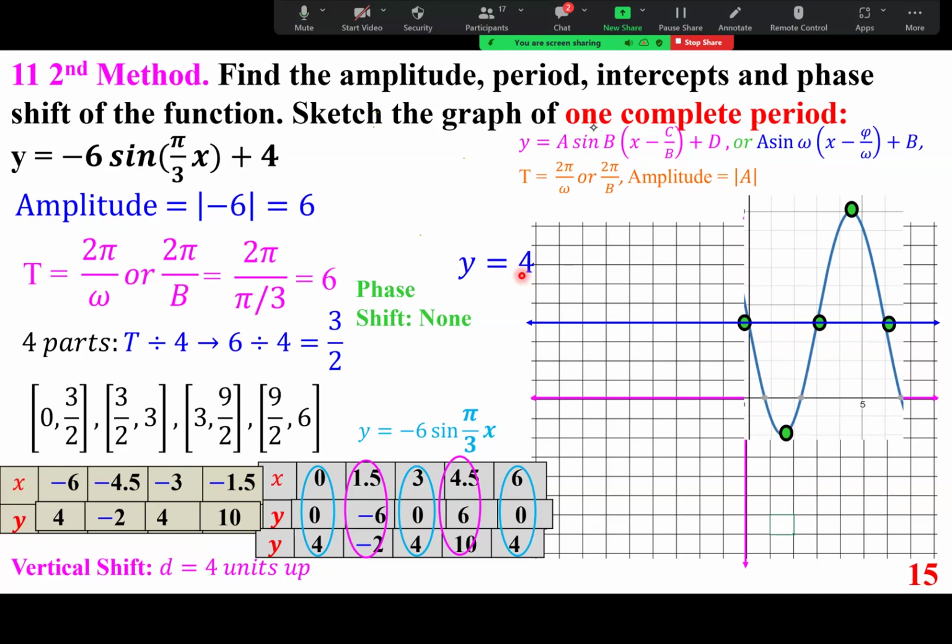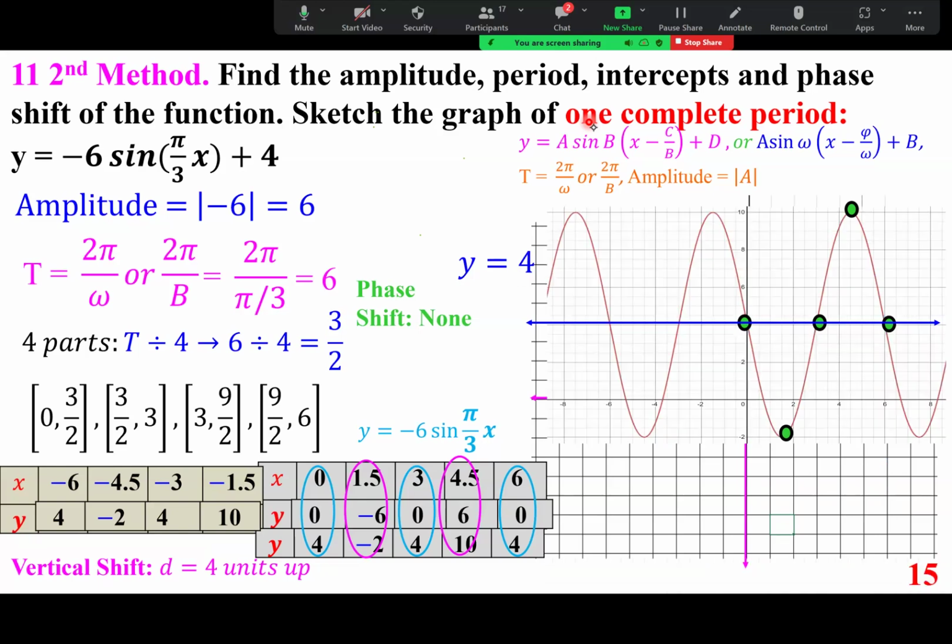If instead of one complete cycle, they said just graph it, they didn't mention one complete cycle, what would you do? You would go indefinitely on both sides. That would be the way to do it. So I wanted to show you that.